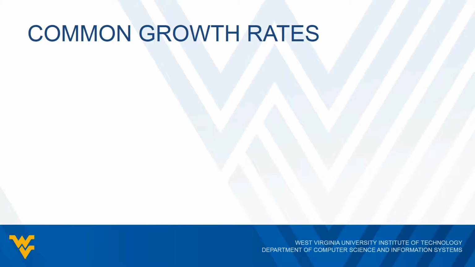We do have some common growth rates, so I want to go over those in terms of the big O notation. So we first have what's called constant time, or O of 1. Now we just use 1 to say that we have a constant number of steps. I guess you could say O of 2, O of 3, but O of 1 is the norm for denoting constant time operations.